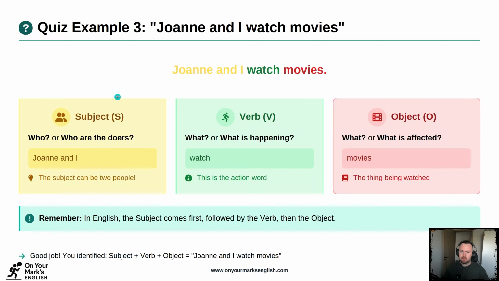Time is up. Who are the doers? It's Joanne and I. The subject can be two people. What is happening? Watch. Joanne and I watch. This is the action word. And object, what is affected? Movies. The thing being watched. Joanne and I, subject; watch, verb; movies, object. In English, remember, the subject comes first, followed by the verb, and then the object.